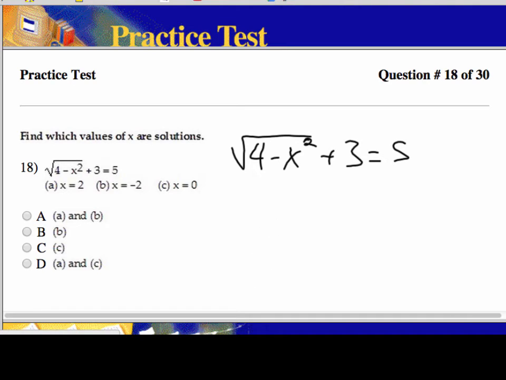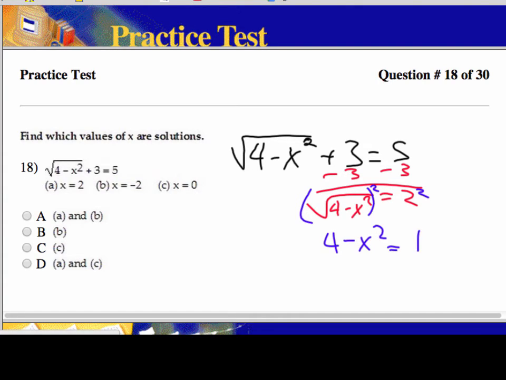So now if I solve this algebraically, I'm going to subtract 3 from both sides, and I get the square root of 4 minus x squared is equal to 2. Then what do I do to get rid of the square root? You have to square. I square everything, right? I raise this to the 2, raise this to the 2. That gives me 4 minus x squared is equal to 4. Now what? Minus that 4.